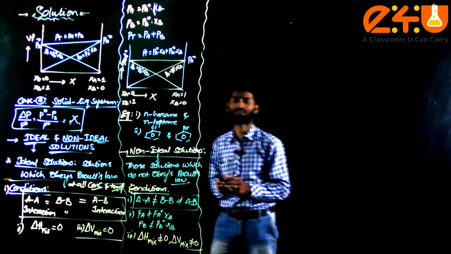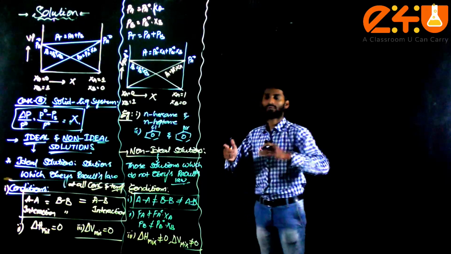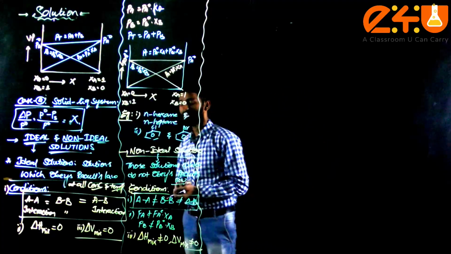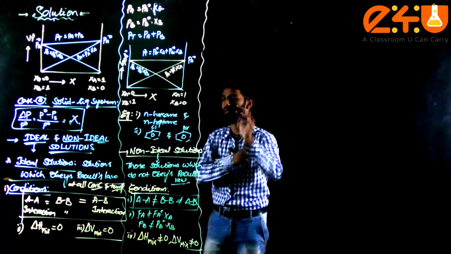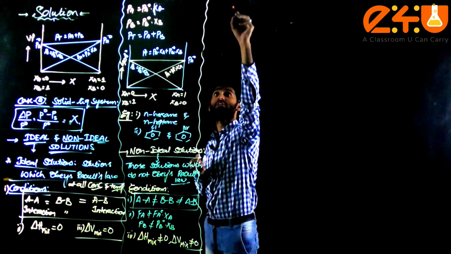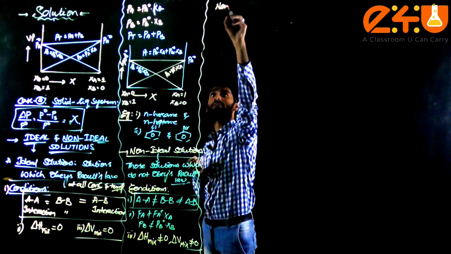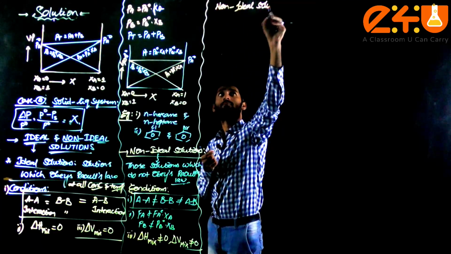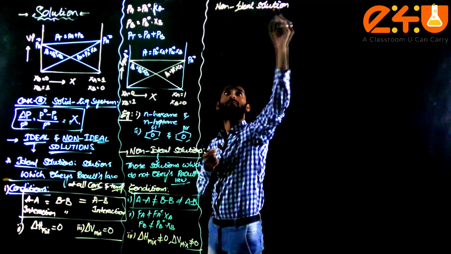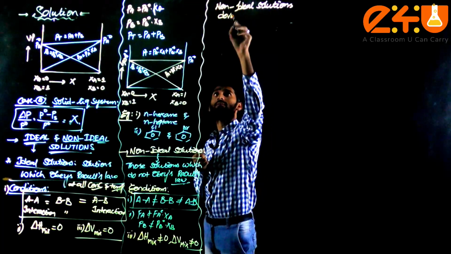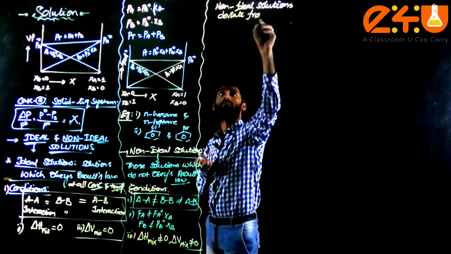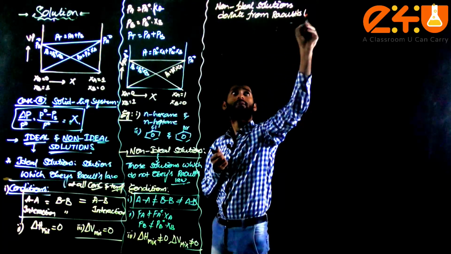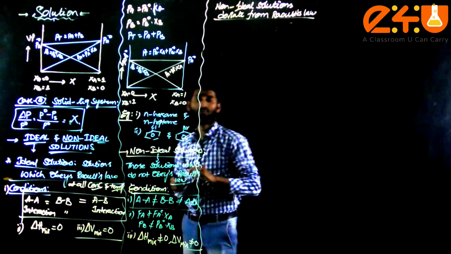Generally, a solution which deviates from Raoult's law is called a non-ideal solution. Okay, there is a deviation. Non-ideal solutions deviate from Raoult's law. This is very important, dear students. Deviate from Raoult's law.